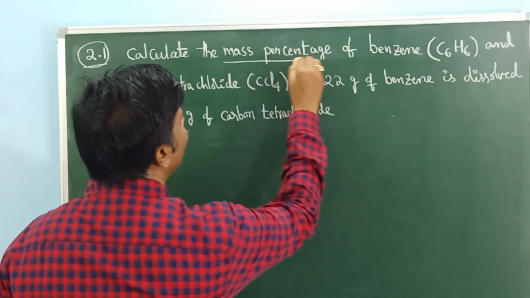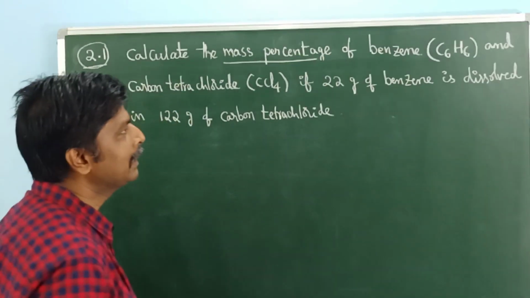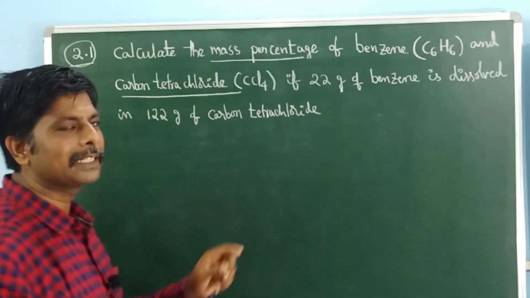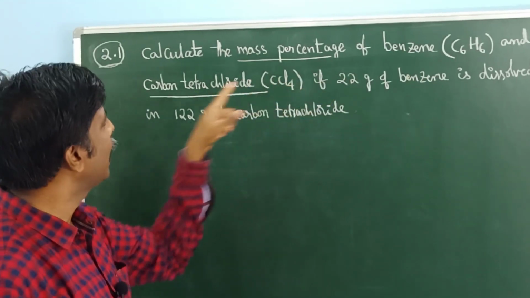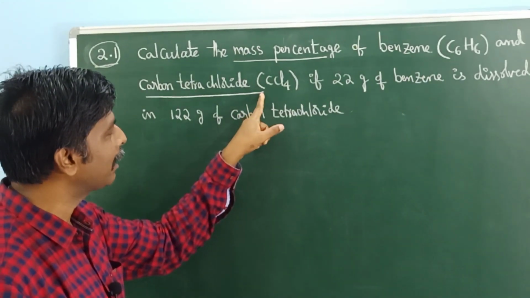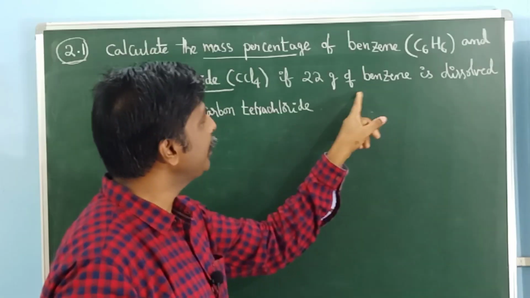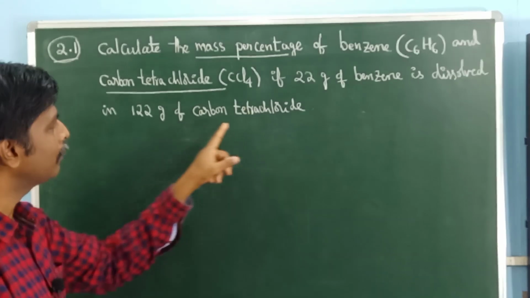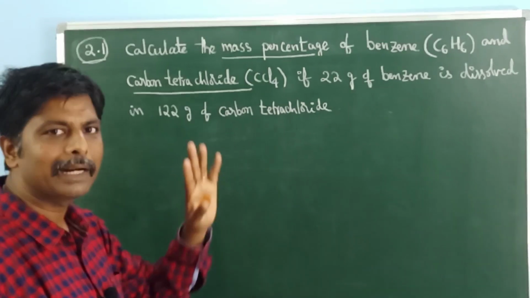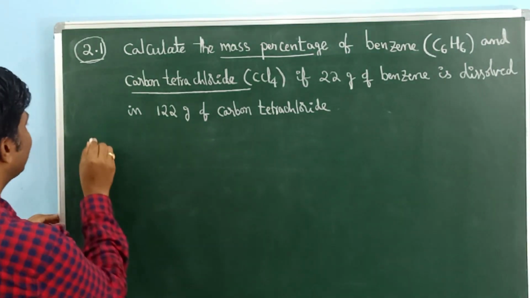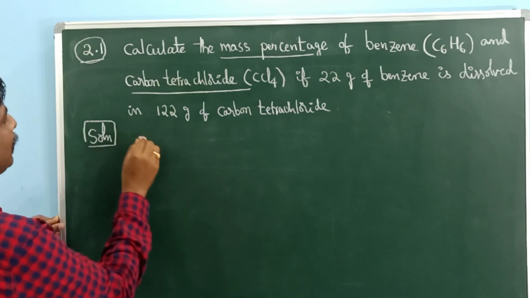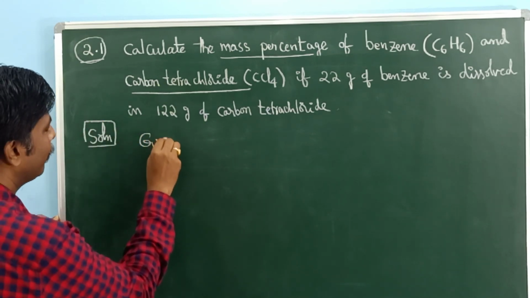Calculate the mass percentage of benzene and carbon tetrachloride. In this question they asked the mass percentage of benzene and the mass percentage of carbon tetrachloride, if 22 grams of benzene is dissolved in 122 grams of carbon tetrachloride. So this question is given. How to solve, I will explain. First, note down what is given.